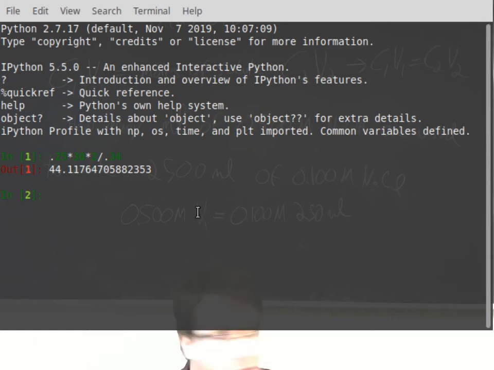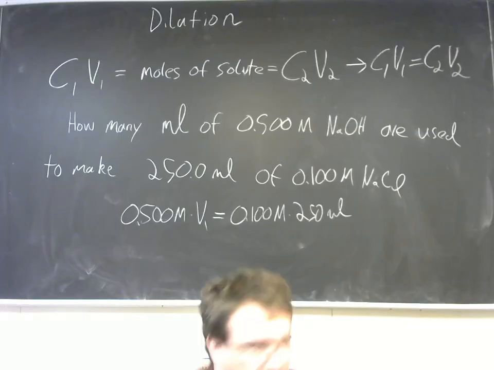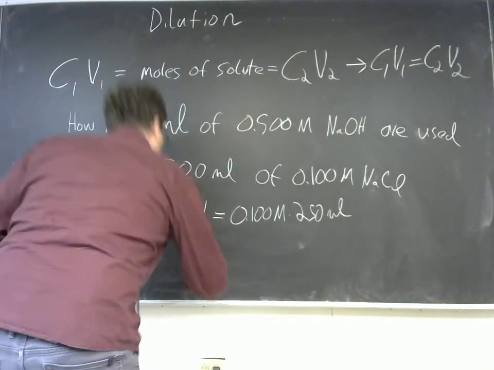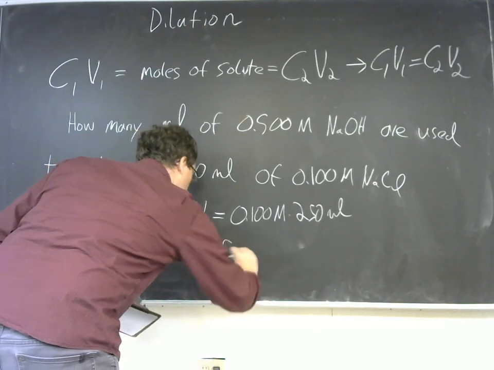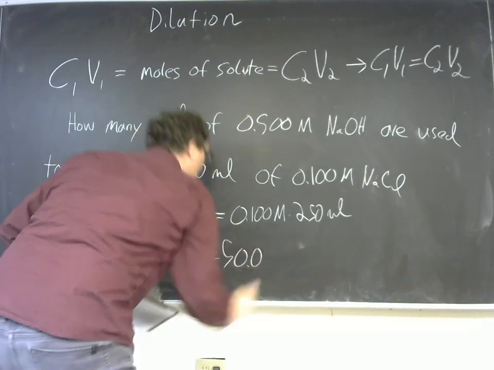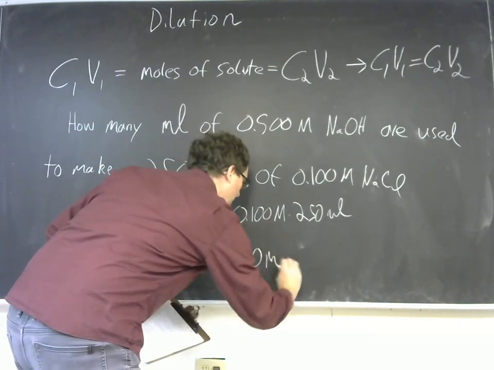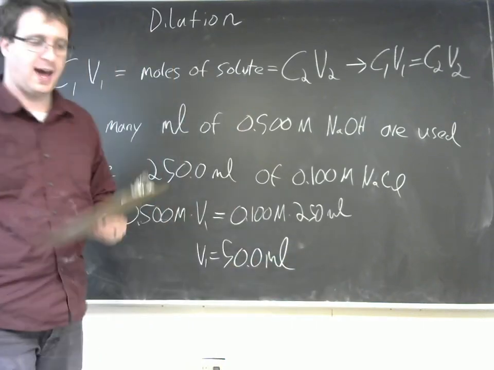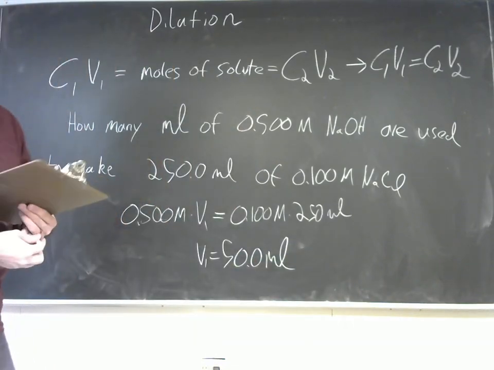What do we have? 0.1 times 250, divided by 0.5. That's going to be 50 milliliters. So V1 is equal to 50.0 milliliters. That is the dilution equation.